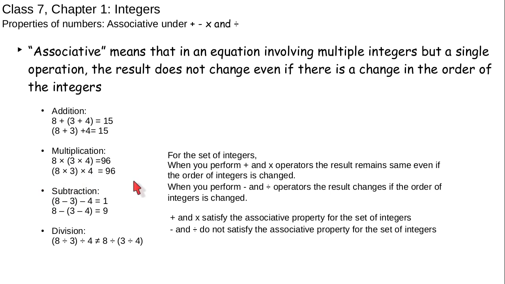But that is not true of subtraction. 8 minus 3 minus 4 is 1, but 8 minus (3 minus 4) is 9. The same thing happens to be true for division as well, right? 1 and 9 here are not the same. Even in the case of division, changing the sequence of how the operator is applied changes the result. So the addition and multiplication operators satisfy the associative property, but the subtraction and division operators do not satisfy the associative property.